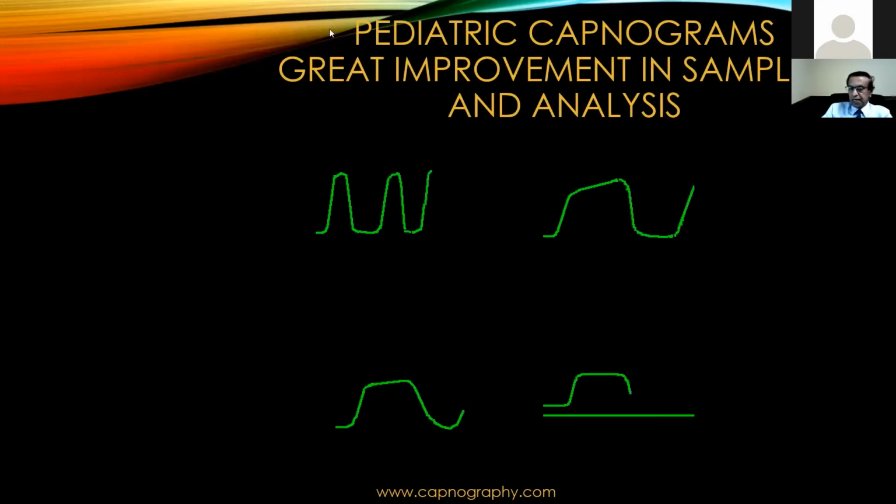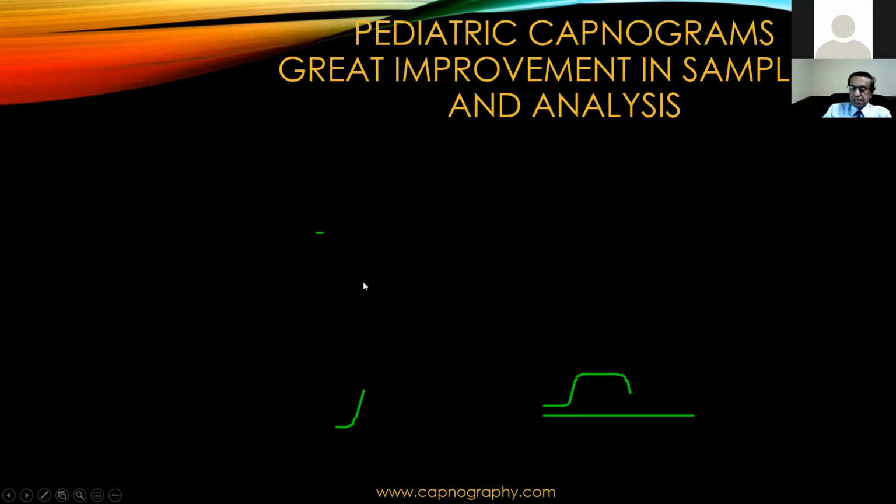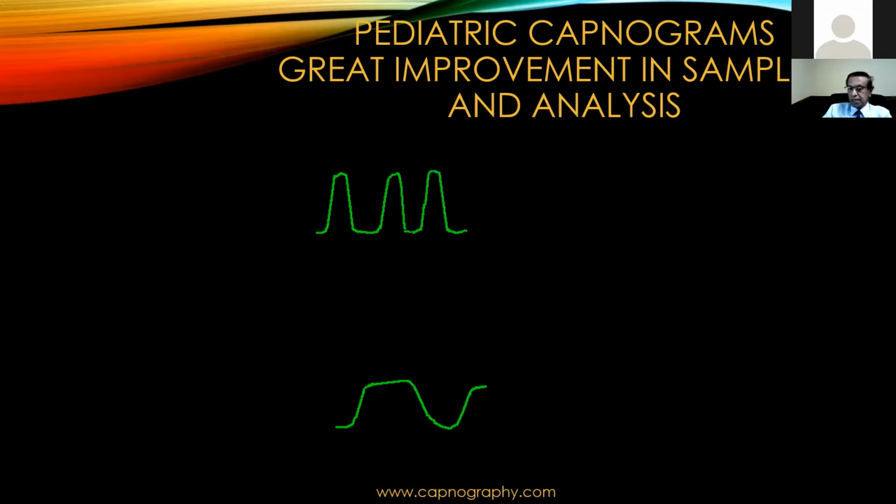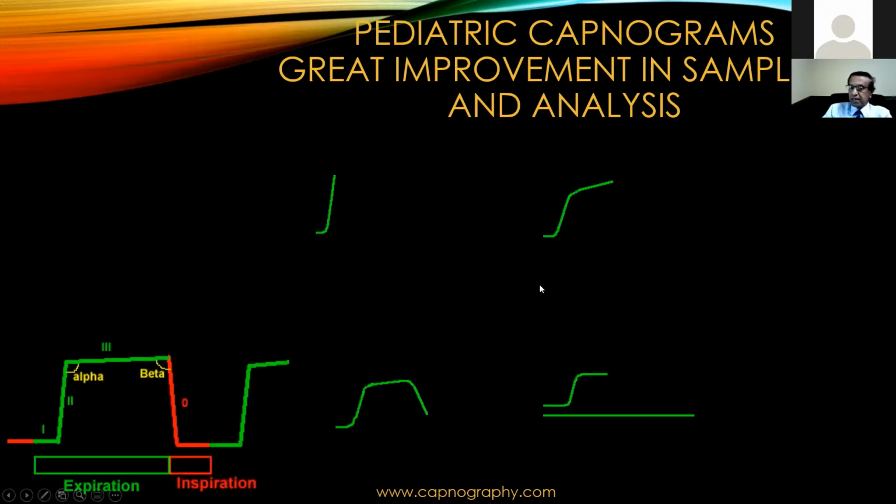Now, what about pediatric capnograms? Normally, you can get a variety of shapes of capnograms in the pediatric population, in infants and children. They may look like this, or like this. This is because the response time of the currently available monitors may not match the faster respiratory rates and low tidal volumes.